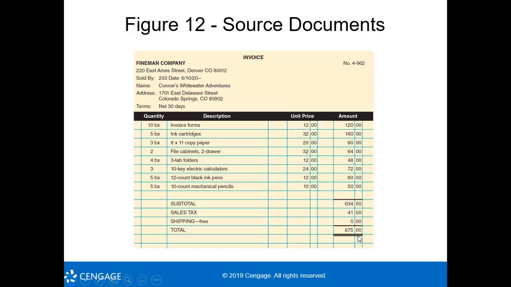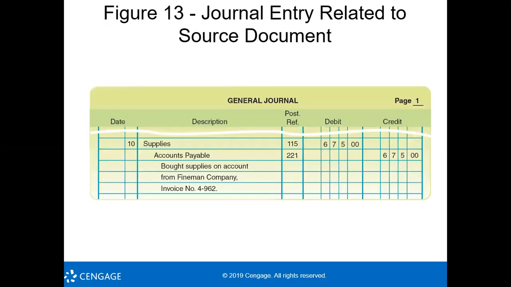So to record this, we would debit supplies, credit accounts payable. And so that's what they're showing us here. Bought supplies on account from Feynman Company. So again, supplies are an asset, supplies increase with the debit. So we're debiting supplies, 675, crediting accounts payable, 675. That accounts payable, that's our liability account, because now we owe that. We have to pay them within 30 days.